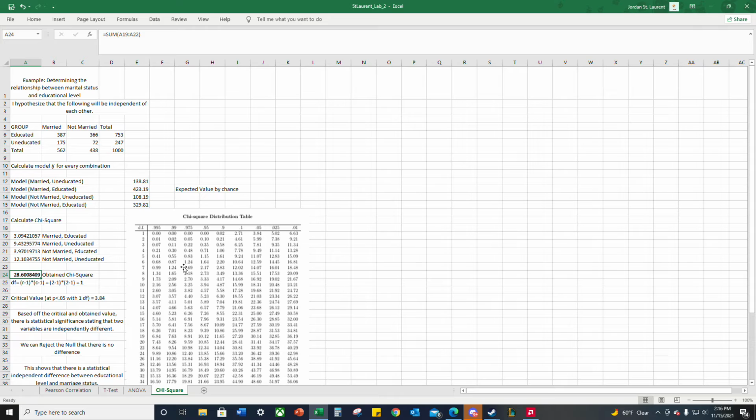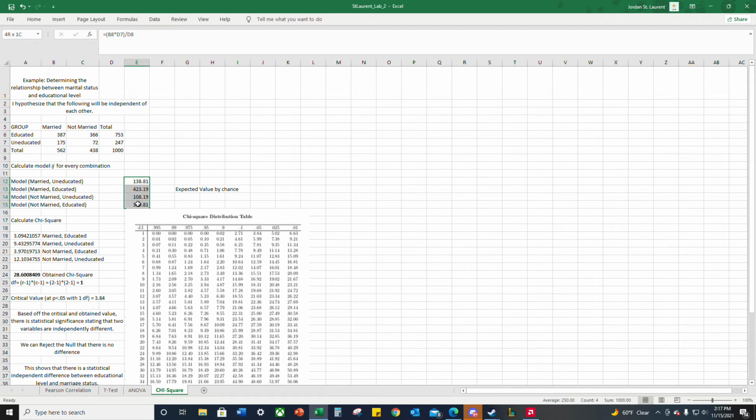This is used to determine independence between two variables. I will be determining marital status and educational level. I determined that there will be an independence factor present between the two of them. Using randomized data, we have married and not married, and then educated and uneducated. Going through to begin calculating our chi-square, we have to find the expected values for every single one of these combinations, so basically where each of these values intersect. So we have a group for married and educated, married and uneducated, not married and uneducated, and then not married and educated. These are all expressed as expected value by chance.